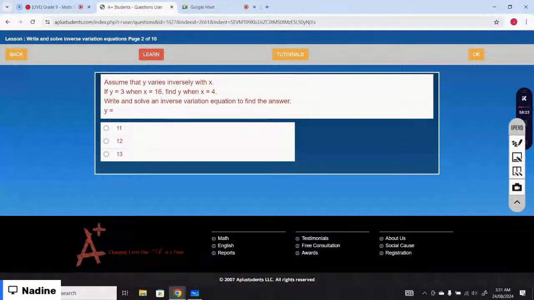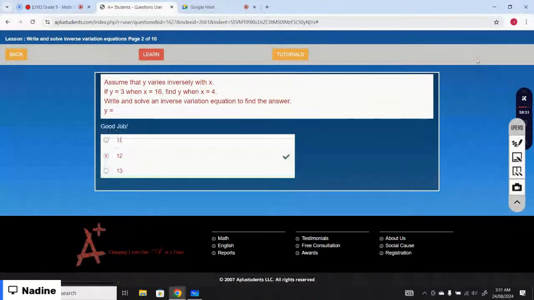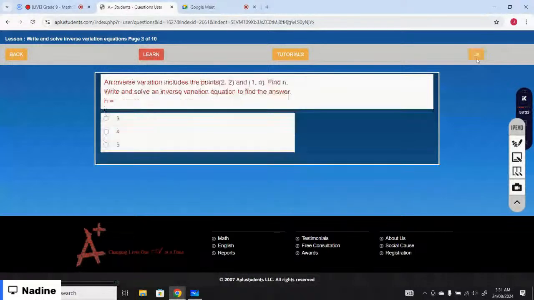Which is the correct option? That is 12. Option number 2 is the correct option, right? Very good. Okay, an inverse variation includes the points 2, 2 and 1, and n. Find n and solve an inverse variation equation to find the answer. So which is the correct option? N equals.